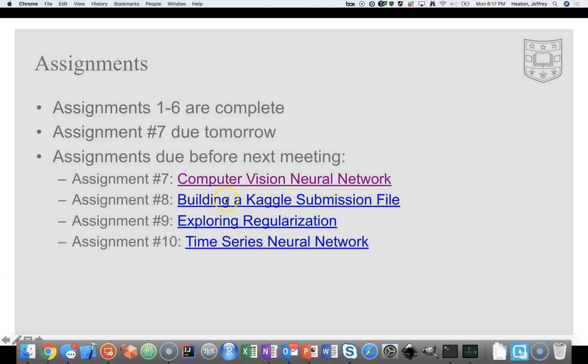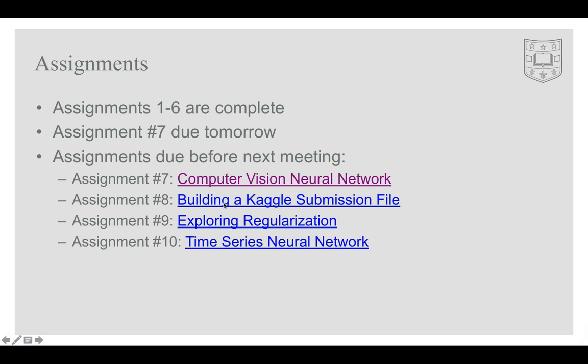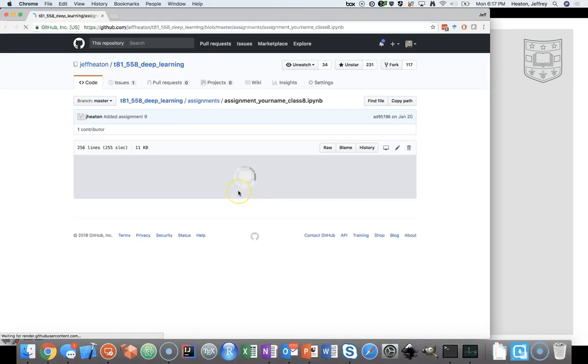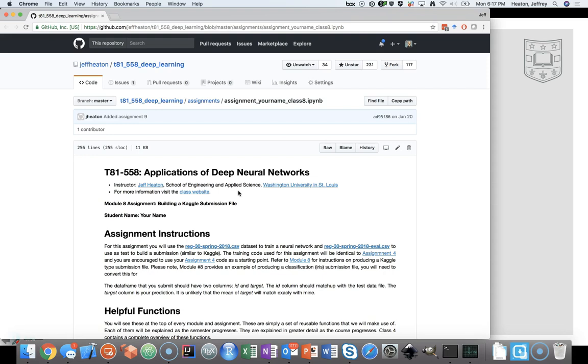Assignment 8, building a Kaggle submission file. So the way Kaggle works, and I'll show you more about that tonight, but when you submit something to Kaggle, and Kaggle is basically competitive data science, it's how you can compete for actually very serious money. The competitions on there are usually worth a decent amount of money. Some are worth $1 million, some are worth $100,000, and then some are worth like $10,000. So I'll show you a few of those.